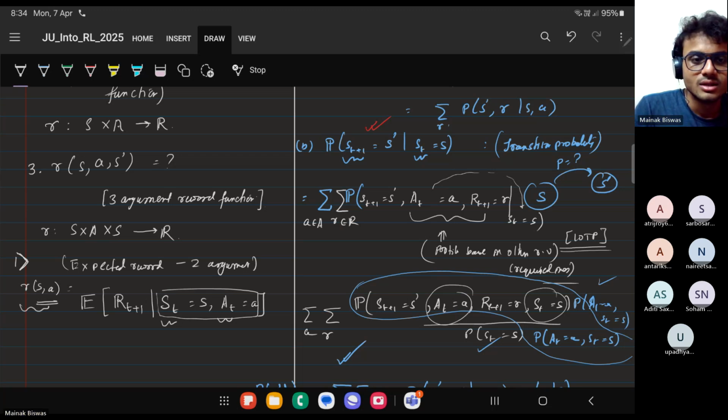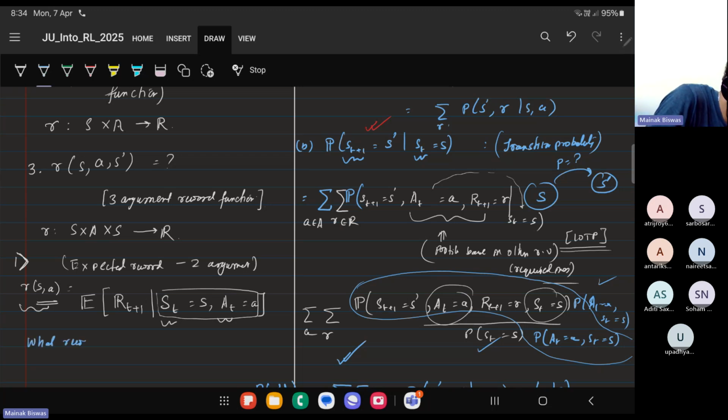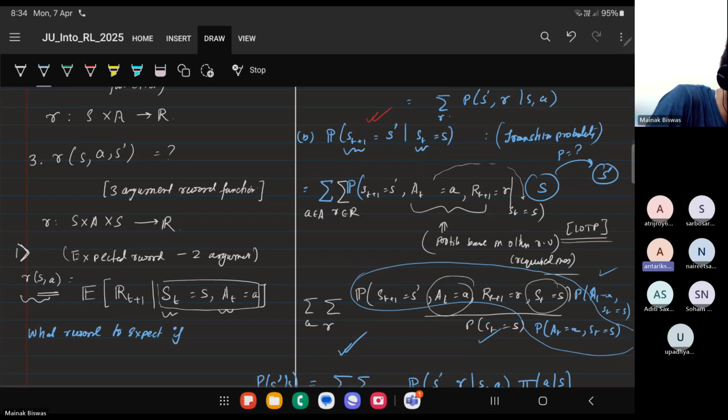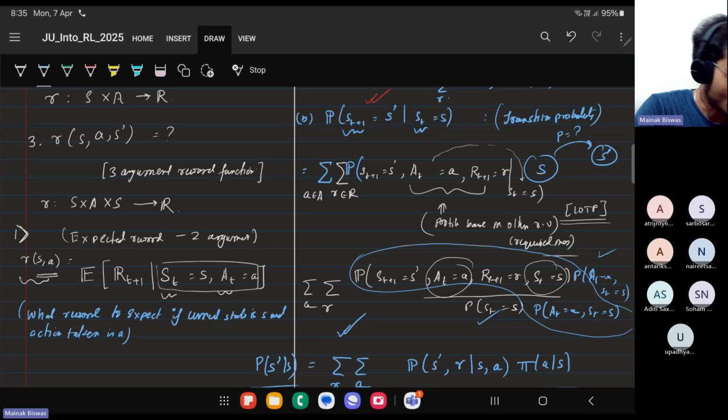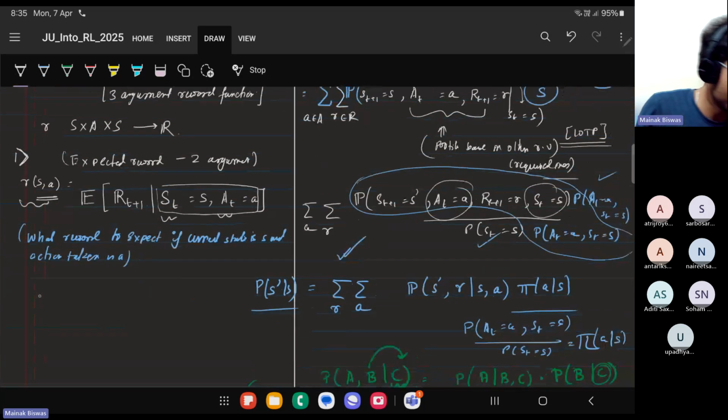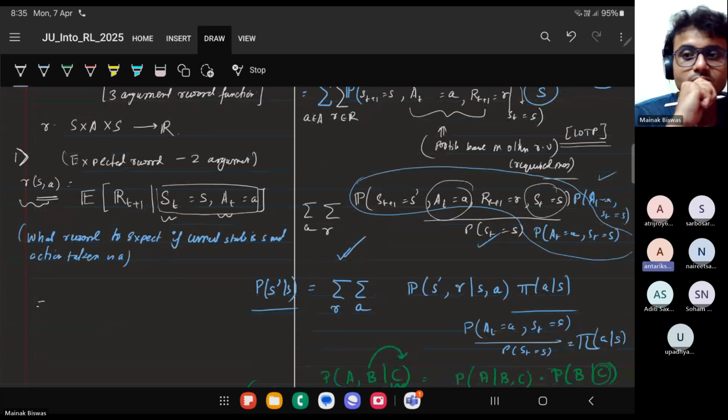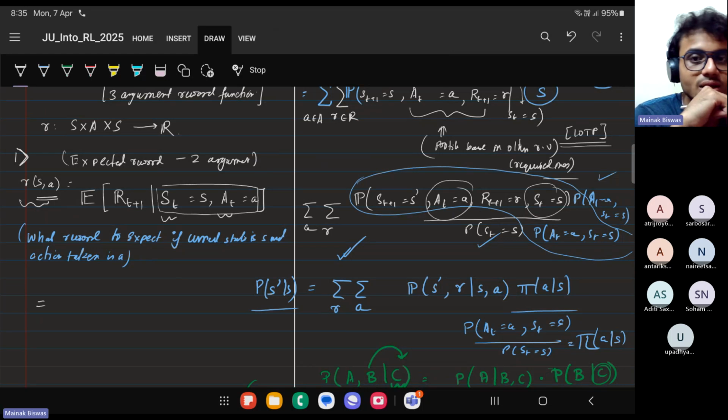Fine. So basically what is it saying? What reward to expect if current state is S and action taken is A. Fine with everybody? So now how can I write this? How can I simplify this? Any idea? I want to write this in terms of the probability distributions that I have defined the MDP on.